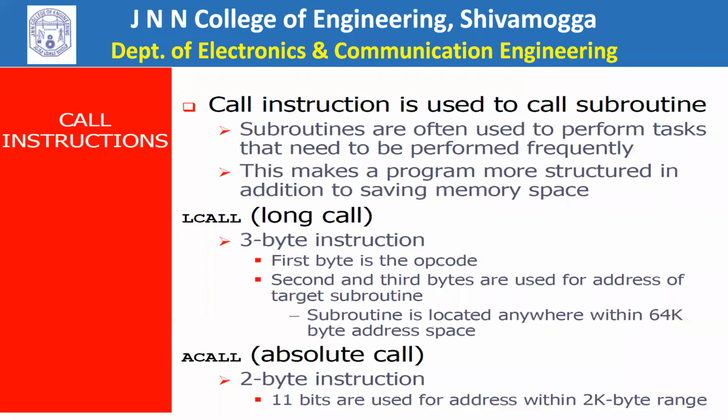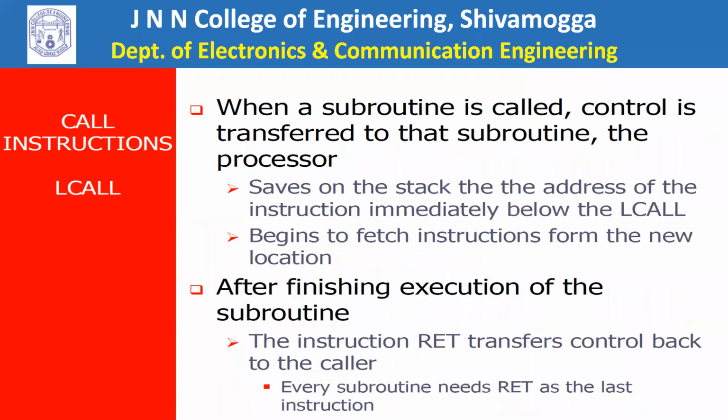ACALL is used in an absolute range. LCALL is used in application programs where you can situate the subroutines anywhere in a memory address range of 64 kilobytes. Whatever I have told here is written once again in a bookish type.